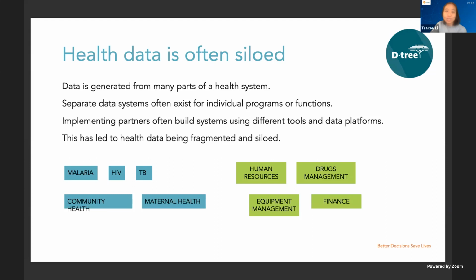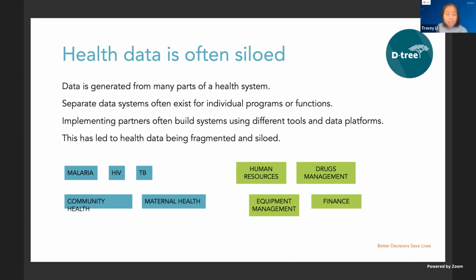That's because data is generated from many parts of a health system. There can be separate systems for individual health programs, such as a malaria program, HIV, TB. These programs might be implemented by different partners, and those partners might build separate systems for each of those programs. And then also there are many different functions within a health system. So in the green boxes, you can see functions like human resources, finance, logistics management, drugs and equipment. And each of these functions can also have a separate data system for that particular function.